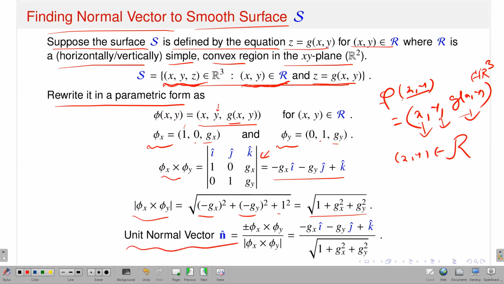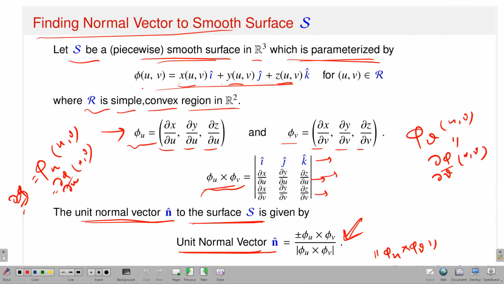So, in that case, what is my unit normal vector n cap? If I have a parametric representation, it is plus or minus phi x cross phi y divided by the modulus of phi x cross phi y. In terms of my explicit representation, it is minus gx i cap, minus gy j cap, plus k cap, divided by the square root of 1 plus gx squared plus gy squared. So, this is the formula for the unit normal vector if I have an explicit representation of my surface.